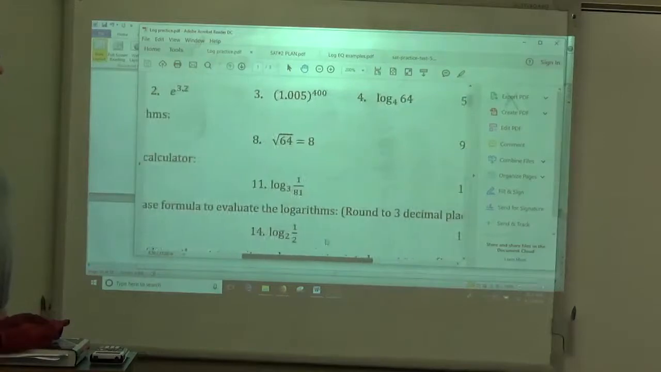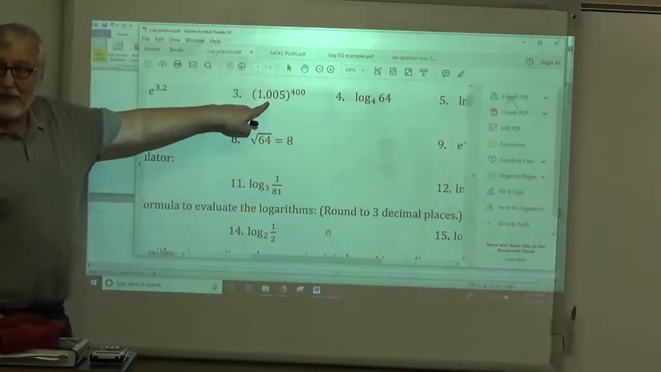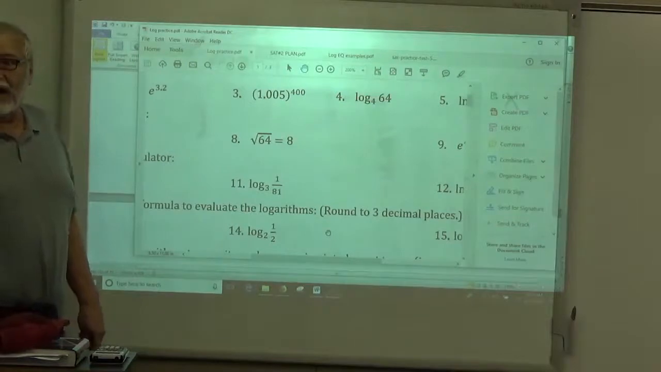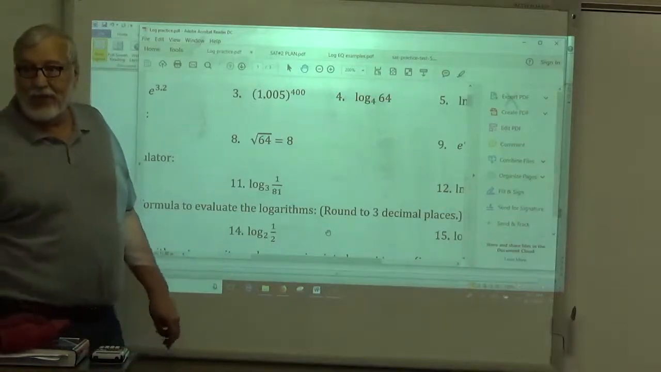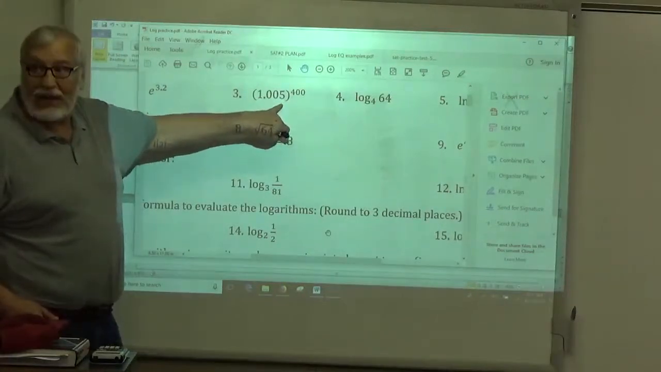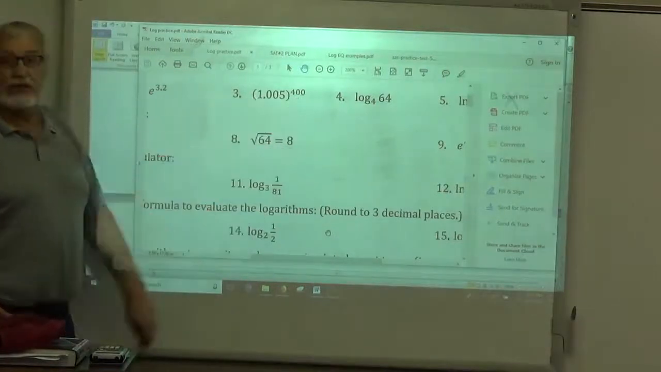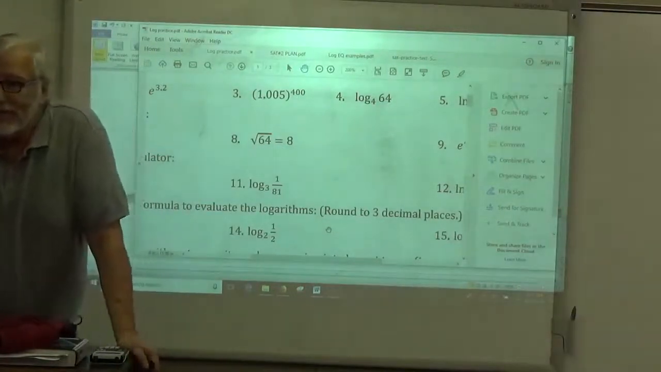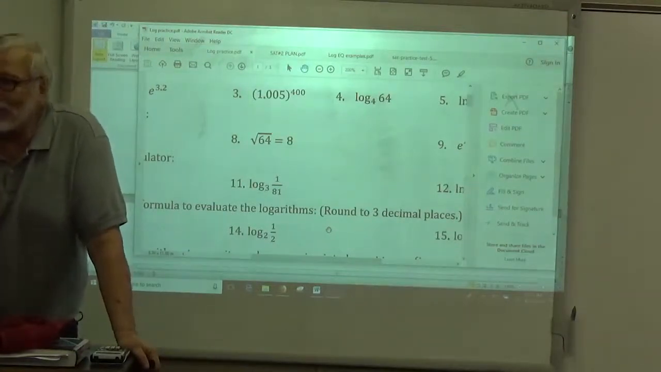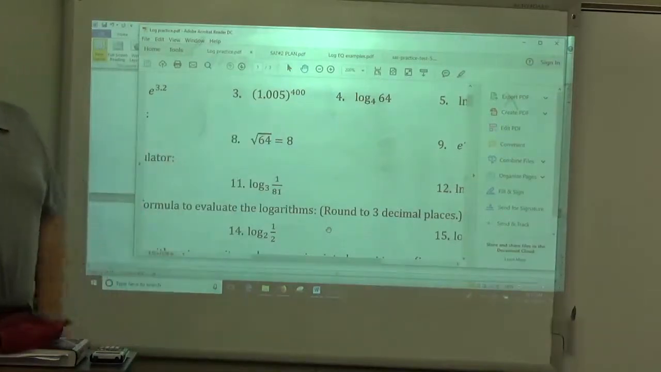All right, now we're not going to do problem 3, but what would you do? Problem 3, you just type this number in. You want to do it in the calculator? Yeah, I would just type it in. You put 1.005 raised to the 400 power. Now, if it was 1 raised to the 400 power, what would the answer be? The answer would be 1. Yeah, you're right. Because 1 times 1 is 1 times 1 is 1 times 1 is 1. So this is going to be a little over 1.